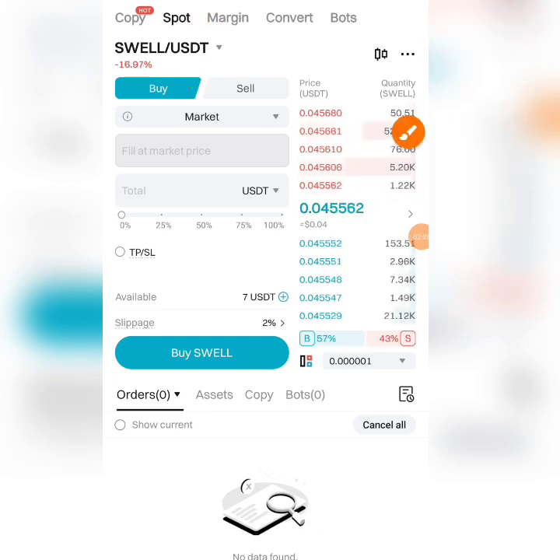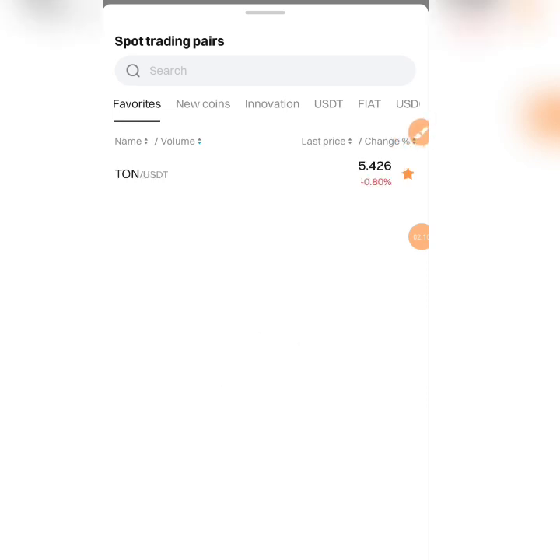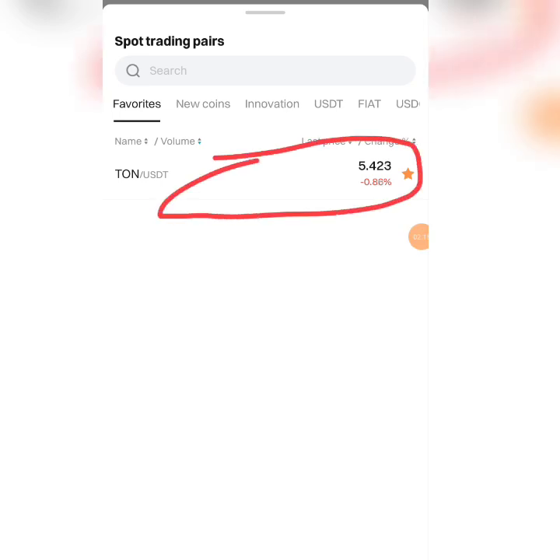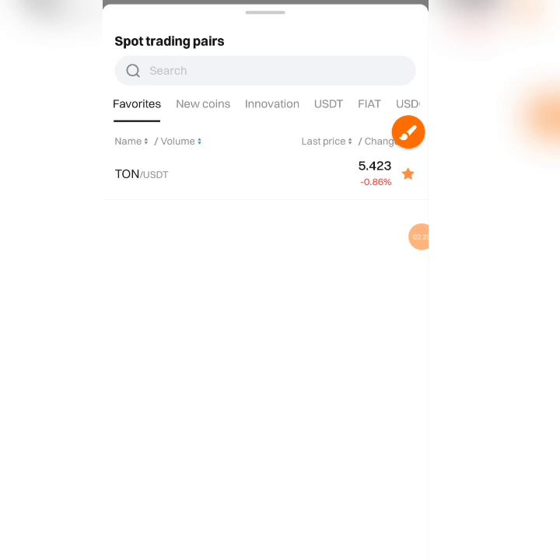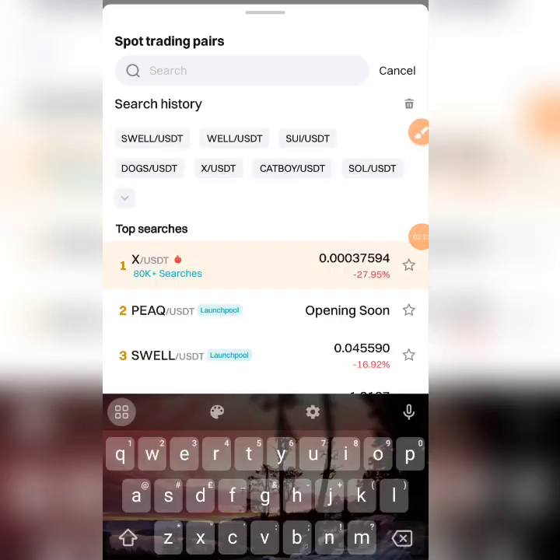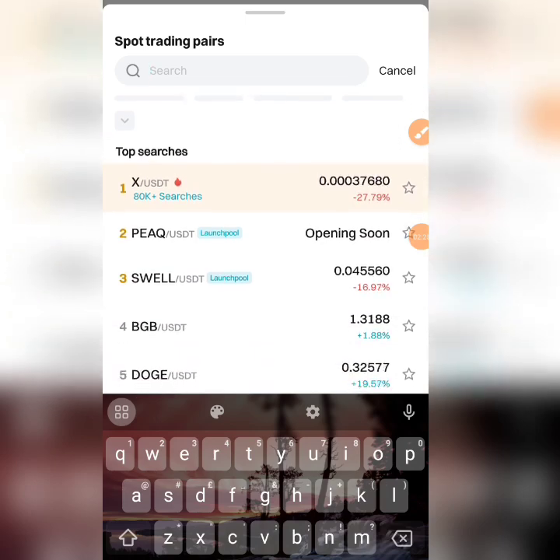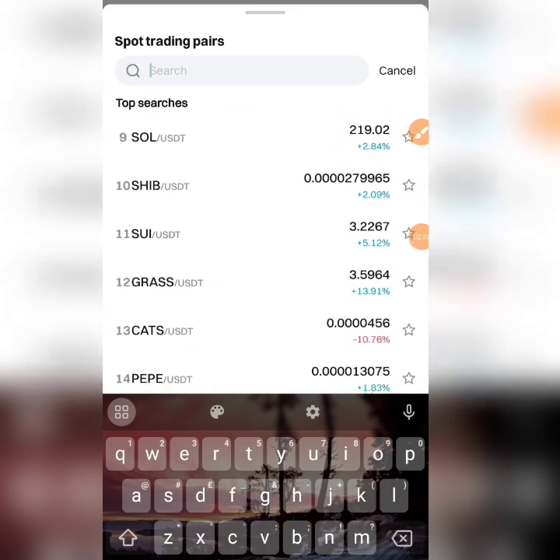So now you can click on this Swell and search for any cryptocurrency that you want to buy. You see this Toner, the reason it brought this Toner is that I added it as my favorite because it's what I love the most. Once you click on search here, it's going to bring the ones that are currently trading. And from this search, you can see that X Empire is currently trending right now. That is why X Empire is on the top of the search.